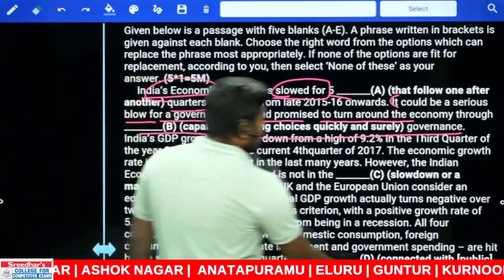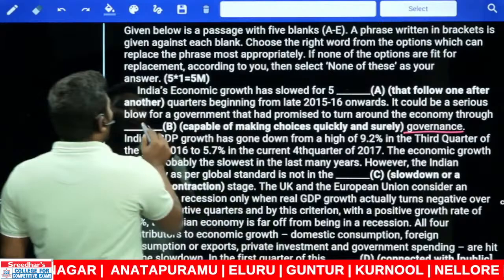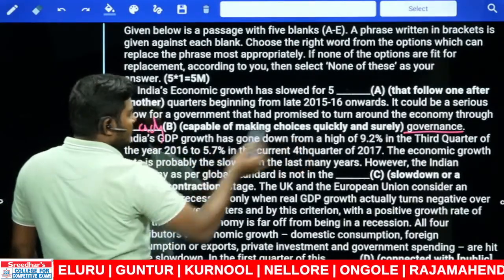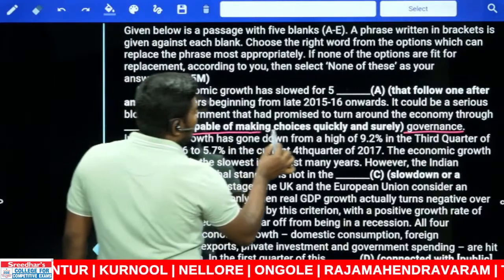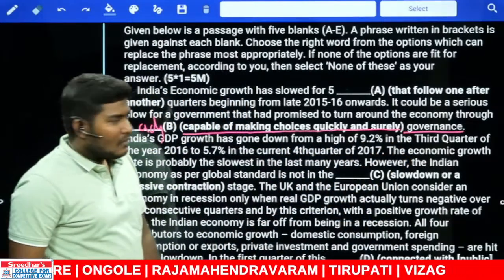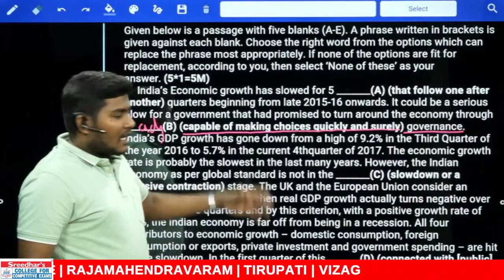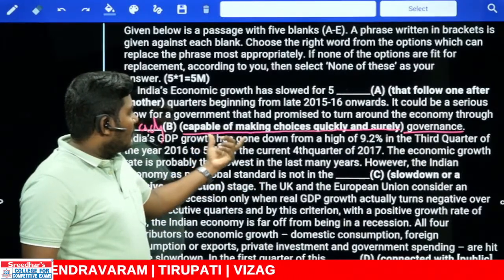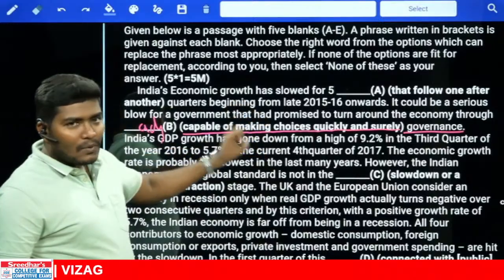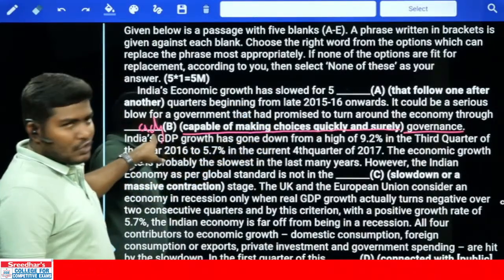That means gaining position through dash governance. What kind of governance? Governance is already known. What we need here is nothing but an adjective, and that adjective should mean these words. What are the words? Capable of making choices quickly and surely. What type of governance do they need? The governance that is able to make choices quickly and surely. Now we need to pick one word that gives this meaning, and that word should be an adjective.